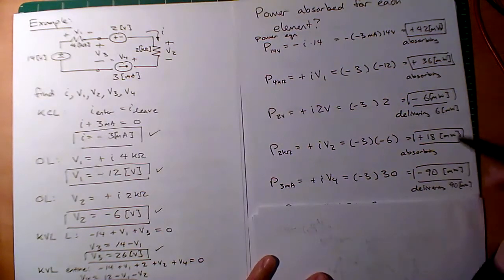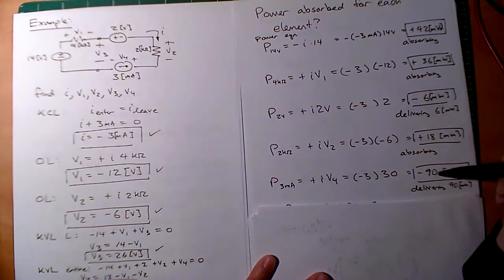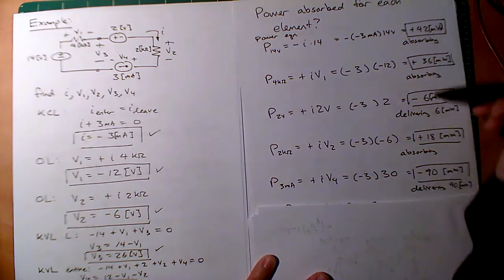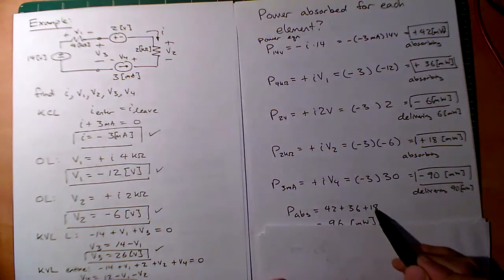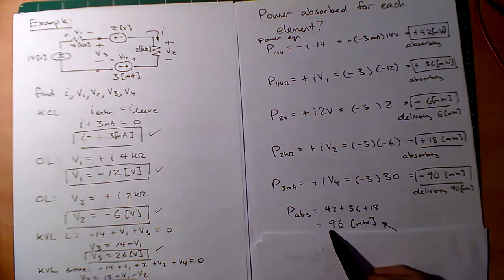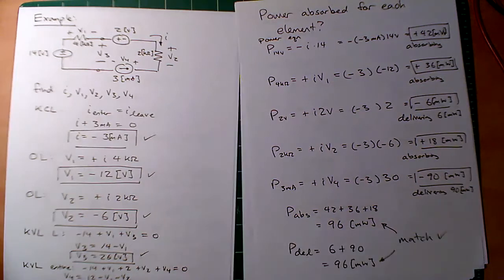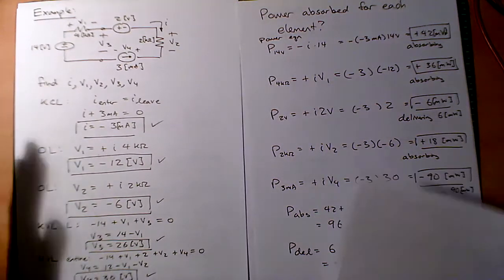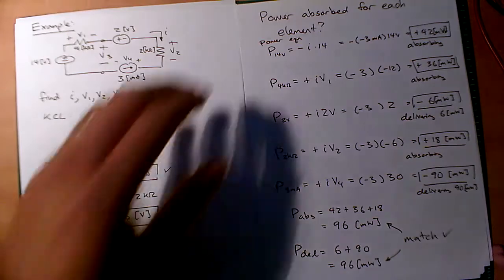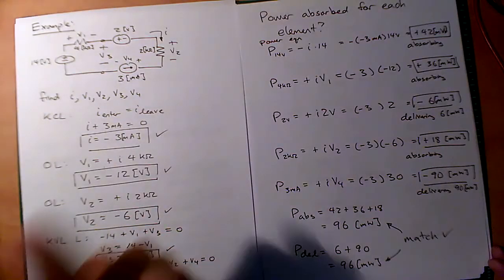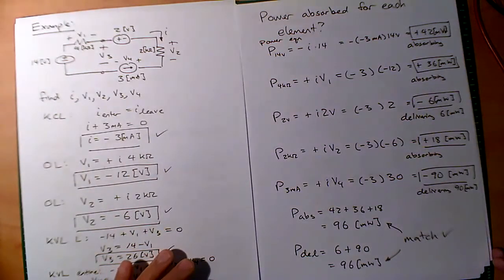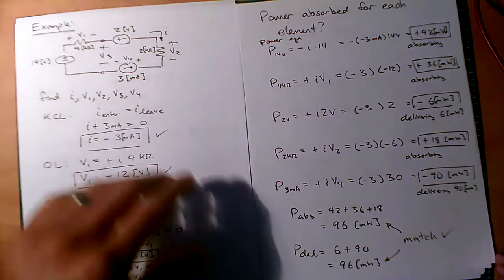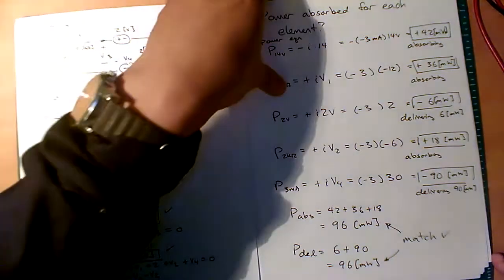Now, if we added it up, if we took negative 96 here, we better get a positive 96 here. And if we calculate 42 plus 36 plus 18, sure enough, we get 96, so that balances out. Excellent. Not too bad. So this is just a simple example, but it shows how we can use KVL, KCL, Ohm's law, and the power equations, kind of puts all the stuff that we learned in the last two lectures together. So really good, simple little examples. Okay, let's keep moving.